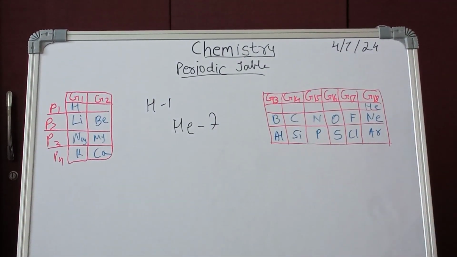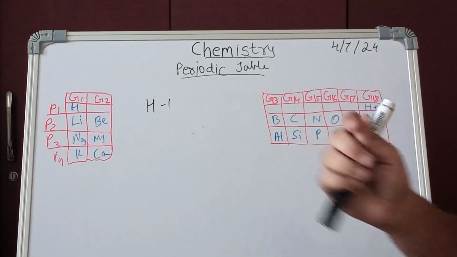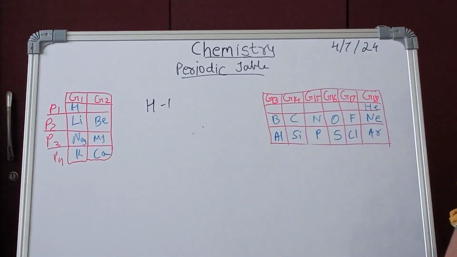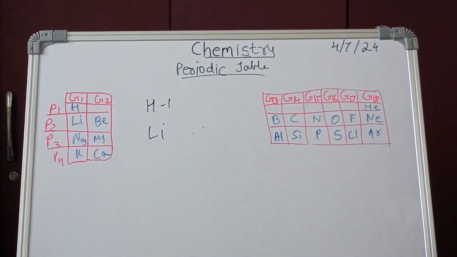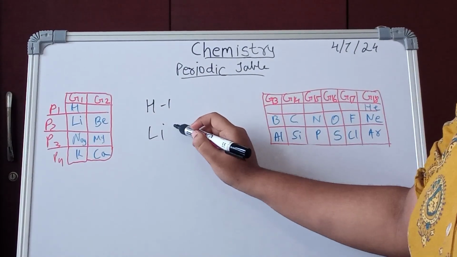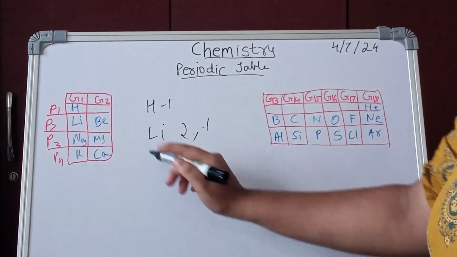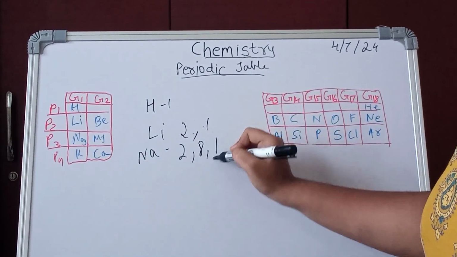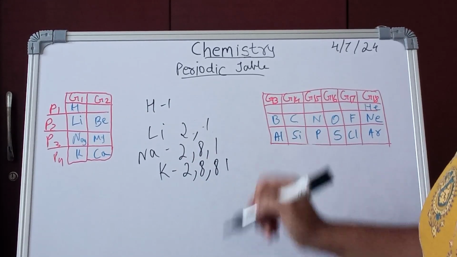Okay, let's forget about all those things. Let's first talk about hydrogen. Why have I placed it in group 1? Because its atomic number is 1. Its valence electron is 1. Now let's come to lithium. What is the atomic number of lithium? 3. 2, 1. What is the electronic configuration? 2, 1. Sodium. What is the atomic number? 11. 2, 8, 1. Potassium. Atomic number? It's 19. 2, 8, 8, 1.